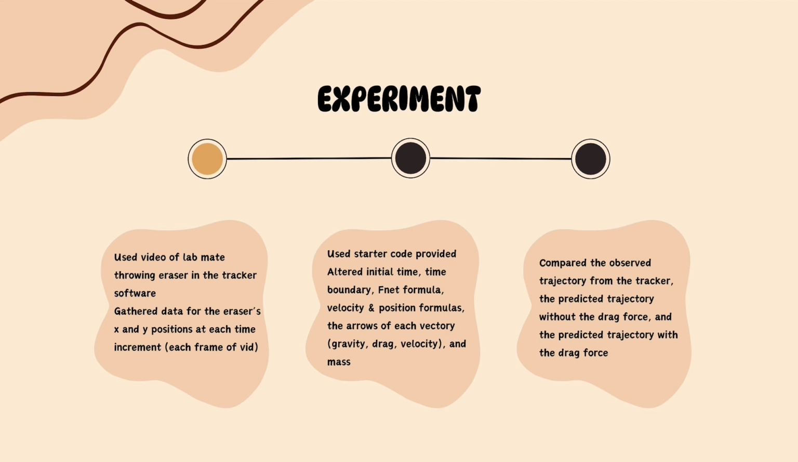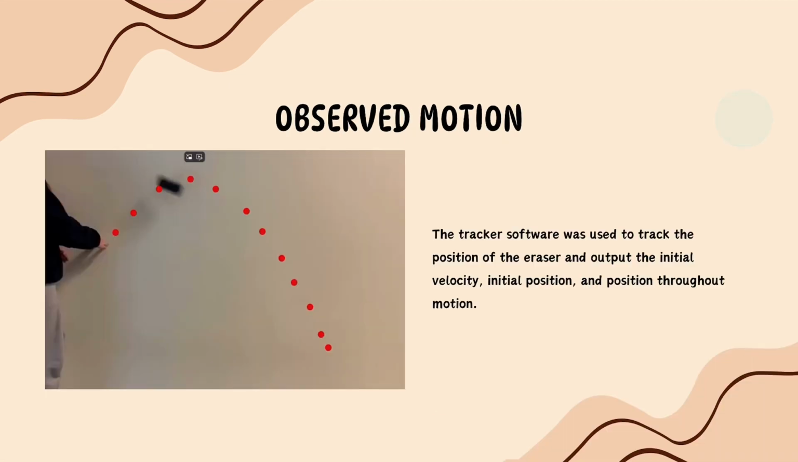So we took a video of one of our lab mates throwing an eraser to make a little arcing motion for our projectile motion, and then we gathered data through the tracker software. This is a picture of our video, and we used tracker software to track the position of the eraser, and it helped us calculate the initial velocity, initial position, and position throughout motion.